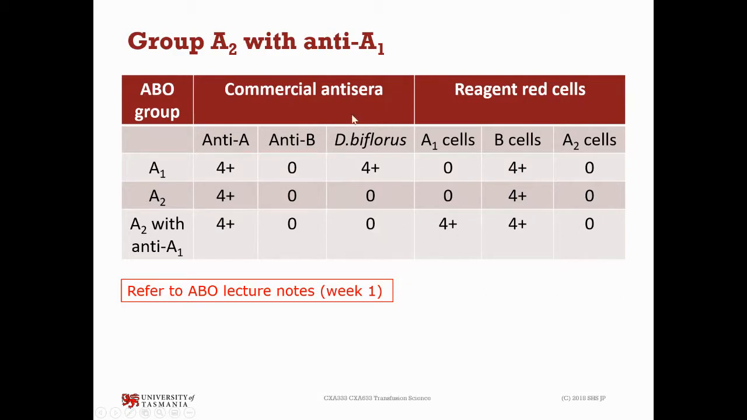Okay, but this here, Dolichos biflorus, and these A2 cells, we don't normally have those in our repertoire. We don't usually test for those. So you can see that if our A2 does not have an anti-A1, they react exactly the same as the group A1. It's only if they have the anti-A1 that we pick it up in the reverse group.